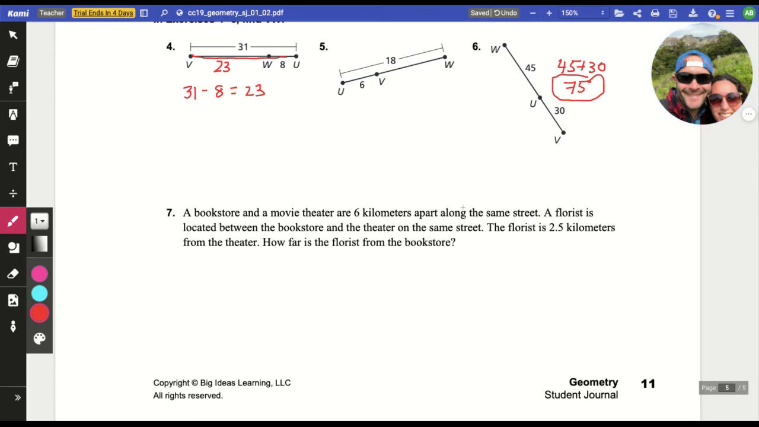And then finally, we have this little application here. Bookstore and movie theater are 6 kilometers apart along the street. We have a florist between the bookstore and theater. So let's say B is bookstore, T is theater, and the florist, let's see. So we have a segment right on the same street. So that's T. We know that whole segment is 6 kilometers. And it says the florist is 2.5 kilometers from the theater. So the florist is probably somewhere in here. Then we know that's 2.5.